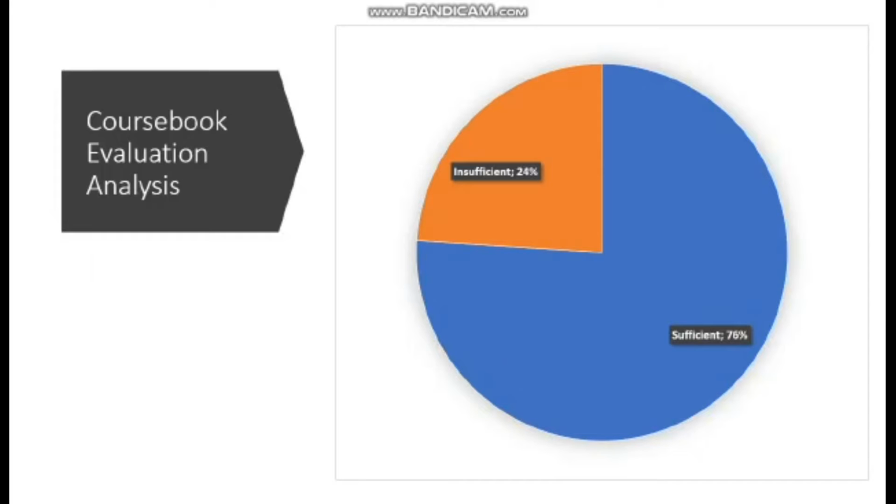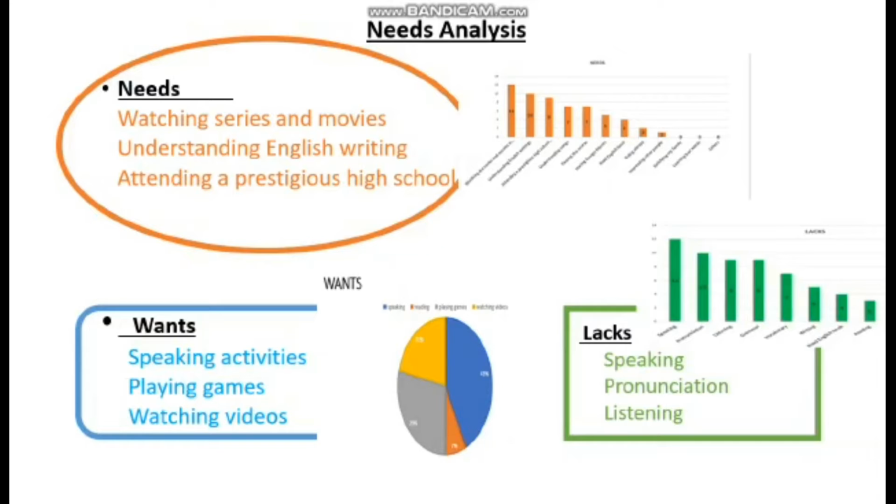When we look at the results, our coursebook is 76% sufficient and 24% insufficient. Also, when we look at the results of needs analysis, students' needs are mostly watching series and movies, understanding English, writing, and attending a prestigious high school. Then their wants are speaking activities, playing games, and watching videos. Their lacks are speaking, pronunciation, and listening.